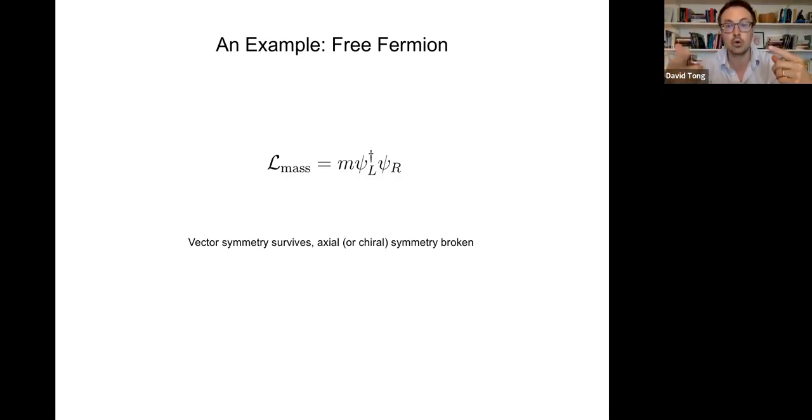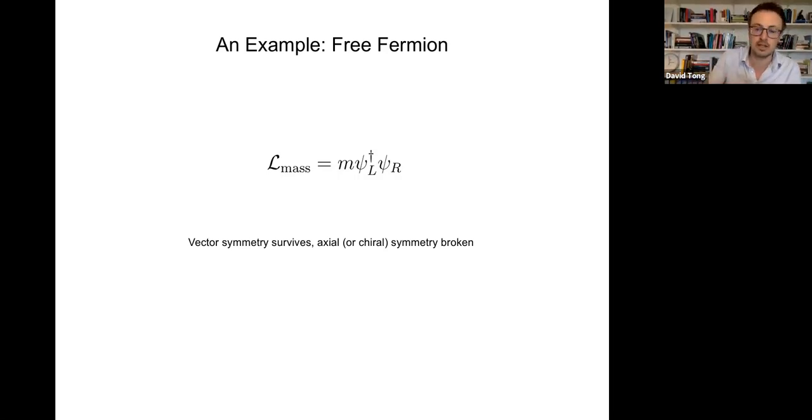That means it acts in the same way on the left and right-handed fermions. And the axial or chiral U(1), I don't think I can do it with my fingers. I literally can't make my fingers go in opposite directions, but the axial or chiral U(1), which acts differently on left and right-handed fermions, is broken.